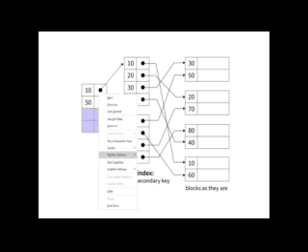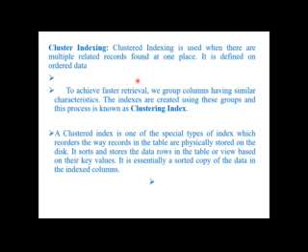Let's come to cluster indexing. Cluster index is one of the useful ones where multiple data records are found in one place. If you want to achieve faster retrieval, you can group columns having similar characteristics. Moreover, it is a special type of index which reorders the way records in the table are physically stored on the disk. Remember, it always sorts and stores the data rows in the table based on the keywords.